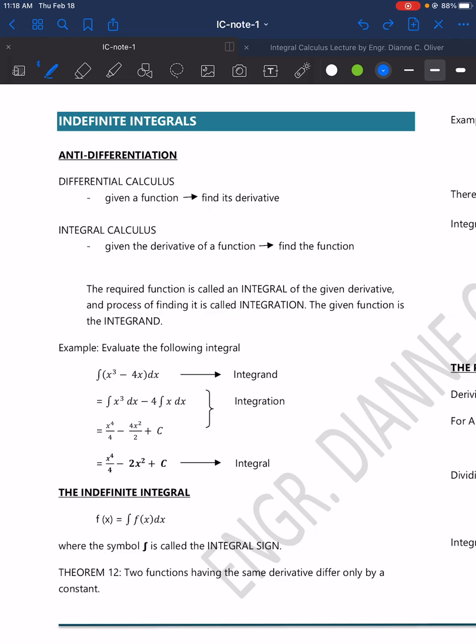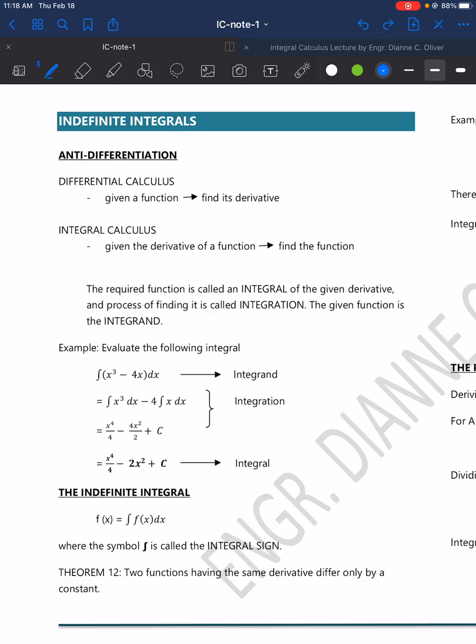The required function is called the integral. So the answer here, or the function, is called the integral. And the process of finding it is called integration. The given function is called the integrand. Then the symbol is called the integral sign.